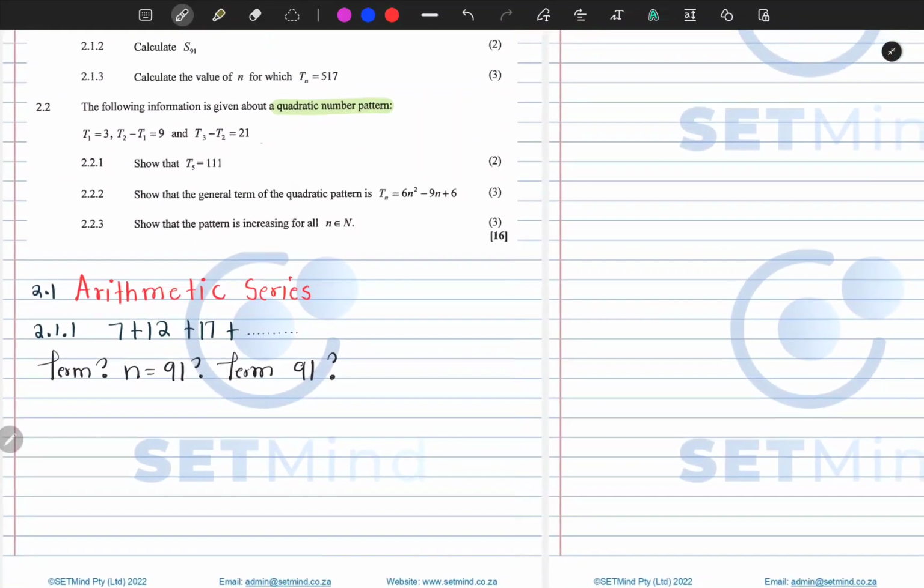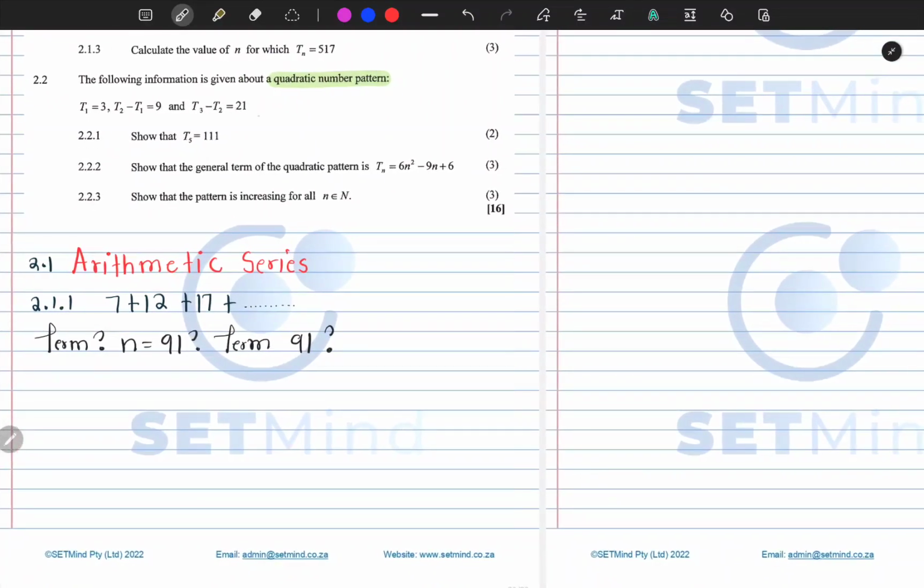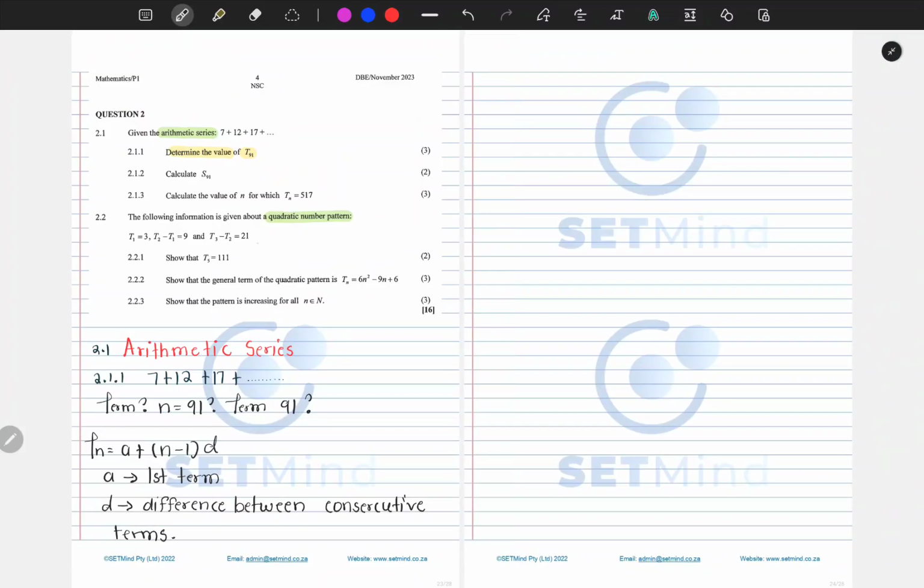For us to be able to answer that question, we need to remember our general expression, which will help us to find any term, which is always a plus n minus 1 times d, where a is the first term and d is the difference between consecutive terms. If you look at our series, it should be easy for us to find a and d. Then in turn, we'll be able to find term 91.